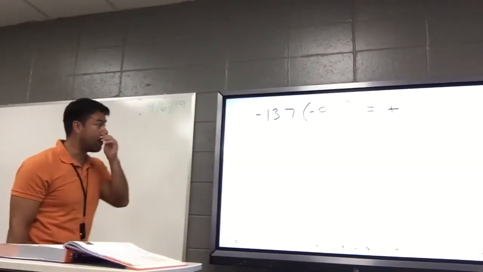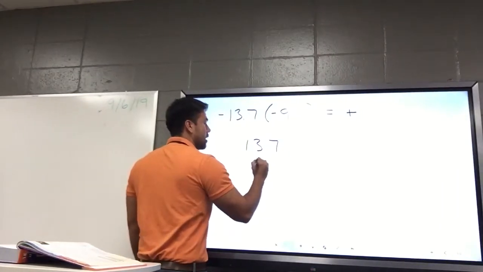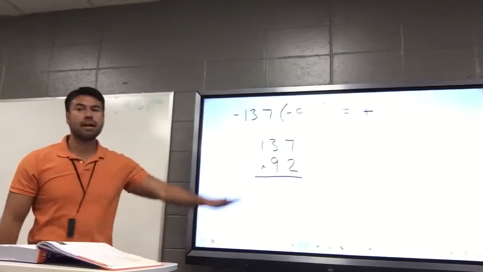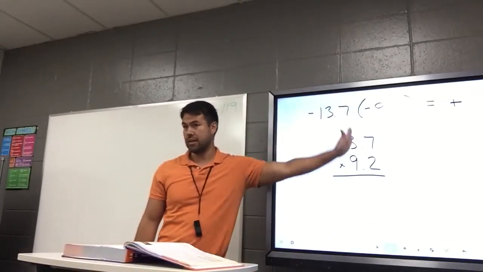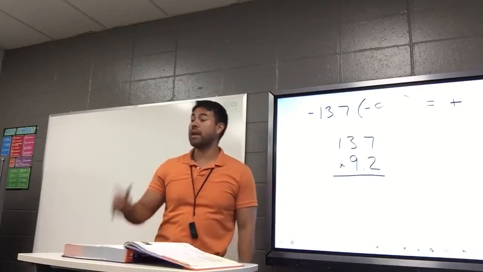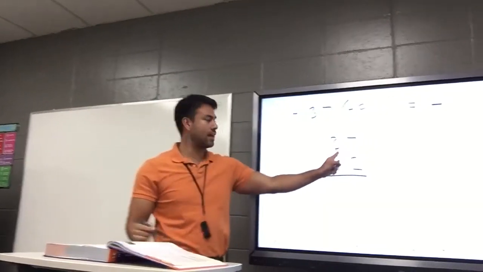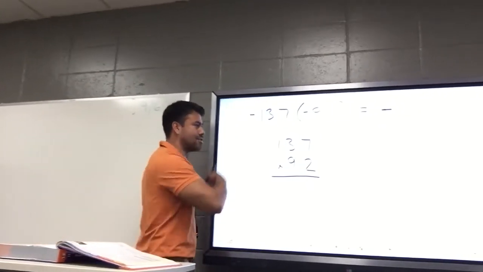Now I have to do 13.7 times 9.2. I want to remind you guys, when you're multiplying decimal numbers, do the decimal points have to align? When adding and subtracting, yes. When multiplying, no. Fine if they're aligned, but they don't have to align, like the last one did not align.